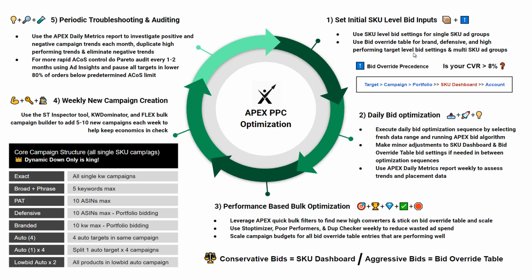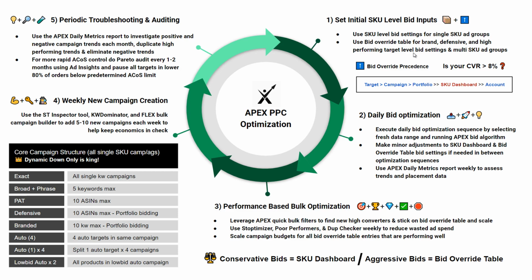But then the idea of the bid override table is to take advantage of more aggressive bidding. So your SKU dashboards is kind of your more conservative bids to where you're trying to get more profitable conversions, and then your bid override table, you pick off your top performing, top converting targets, campaigns, portfolios, things like that. You can group them different ways, but you pick those off and you put them on the bid override table to balance out with more aggressive bidding.